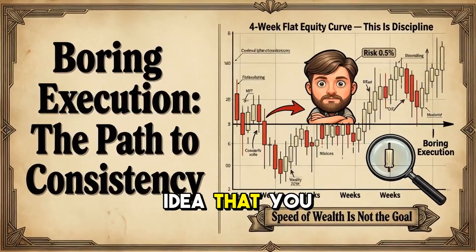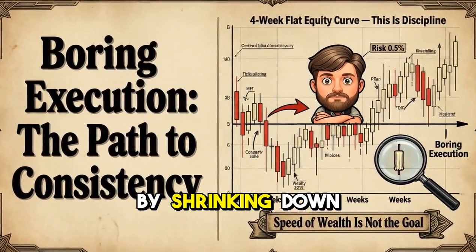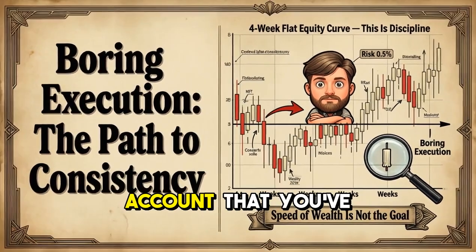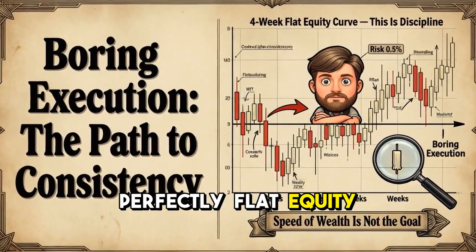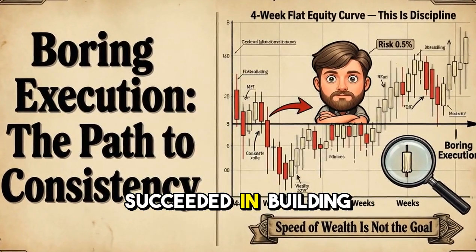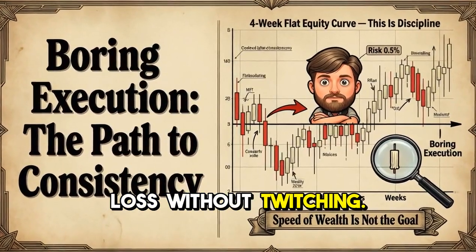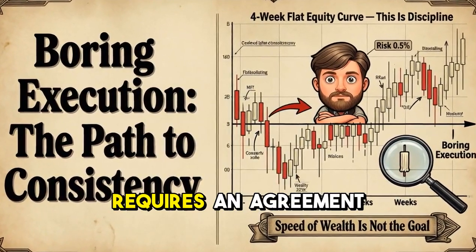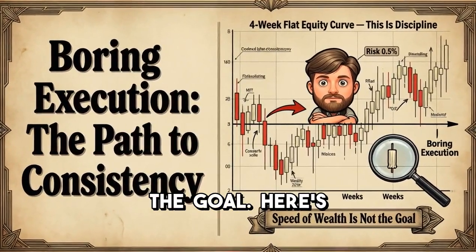Now, let's burn a deeply flawed idea, that you build consistency by sizing up. You build consistency by shrinking down until your execution is boring. When that tiny live account that you've risked 0.5% on has a perfectly flat equity curve for 4 weeks, you haven't failed to make money. You've succeeded in building discipline. You are testing your ability to withstand a loss without twitching, not your ability to score a lucky grand. This requires an agreement with yourself that speed of wealth is not the goal.